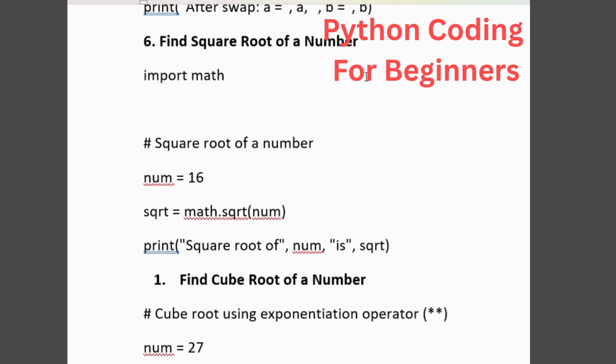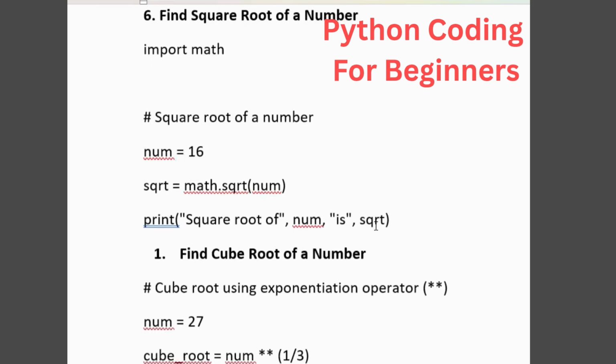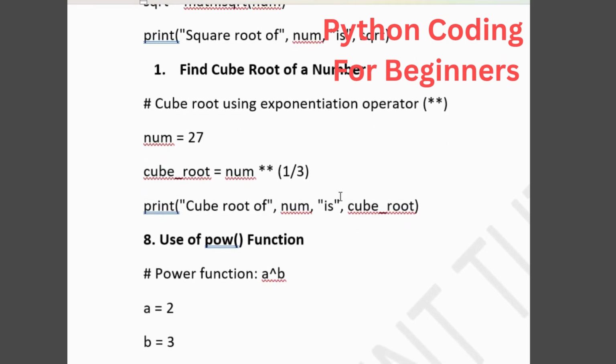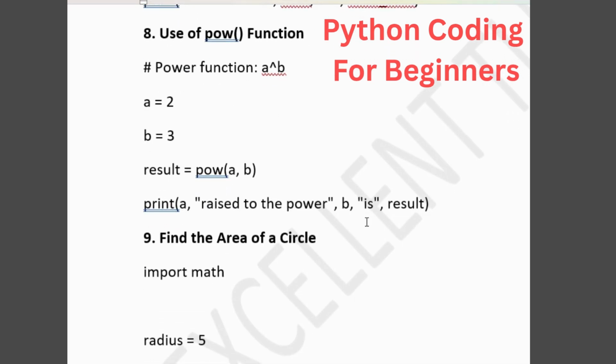Find square root of a number, math.sqrt. To add math.sqrt, import math is required. Find cube root of a number. Cube root, this is exponent symbol, power symbol. This is 1 by 3 cube root. Use of power function.